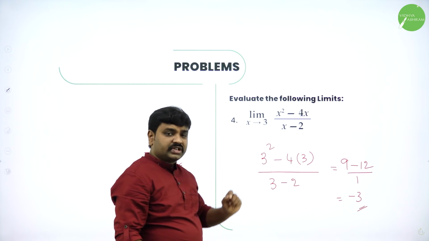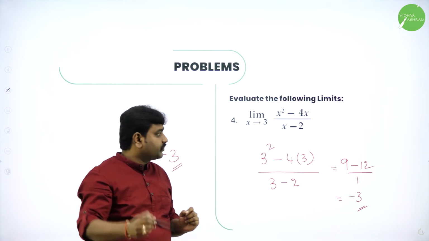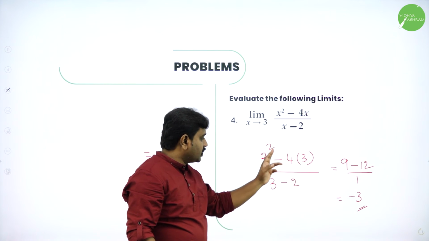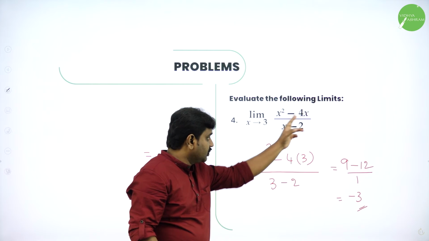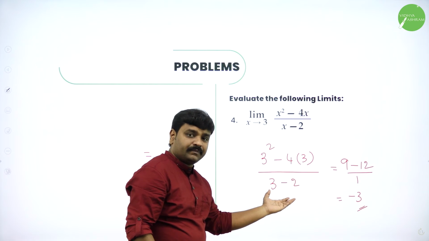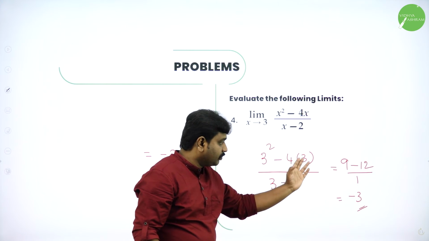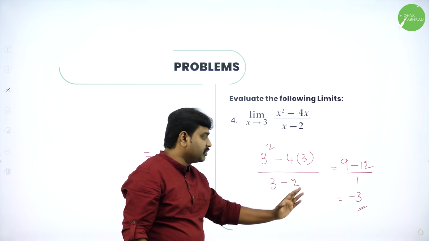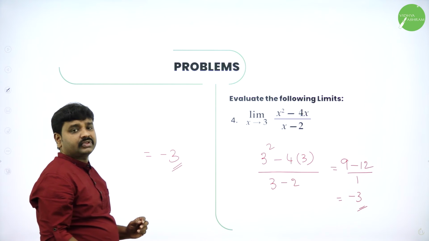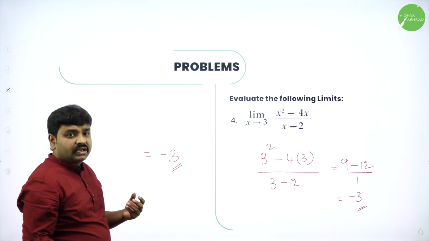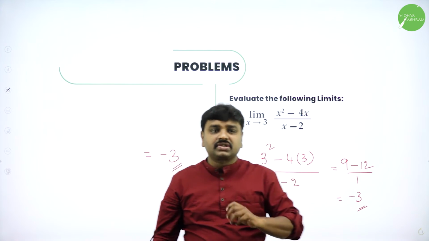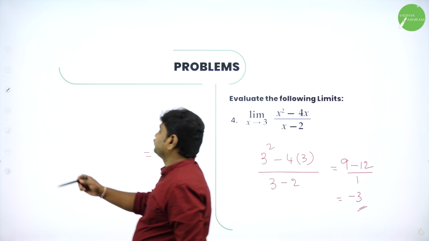So limit x tends to 3 means what? In the place of x put 3. So it will become 3 square minus 4 into 3. Wherever x is there, I am putting 3. Now I will simplify. 3 minus 2 is 1. 3 square is 9. 4 into 3 is 12. 9 minus 12 is minus 3. Minus 3 by 1 is minus 3. The answer is minus 3. Here we are getting a unique value L, so we can stop. Next.